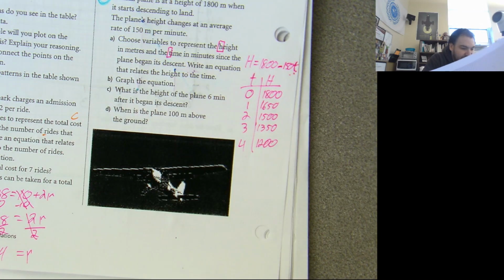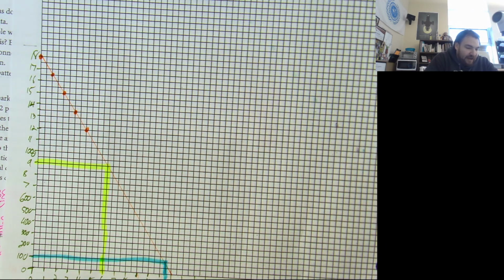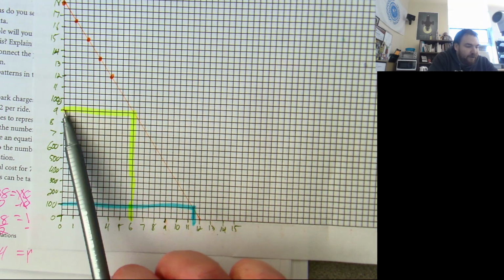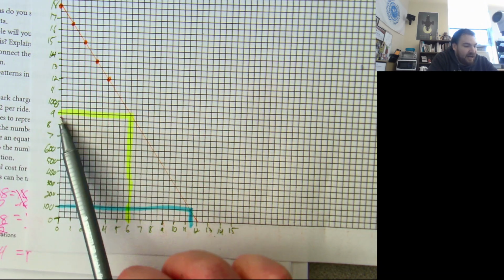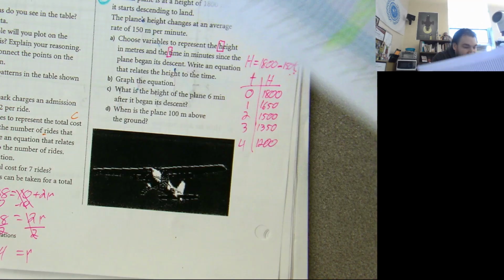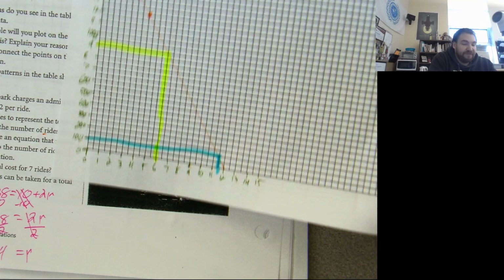And then we're asked 2 questions, C and D. What is the height of the plane 6 minutes in? Well, I went to 6 minutes on my data. I went up to the line and over. At 6 minutes, we're at 900 meters. And then the last one says, when is the plane 100 meters above the ground?